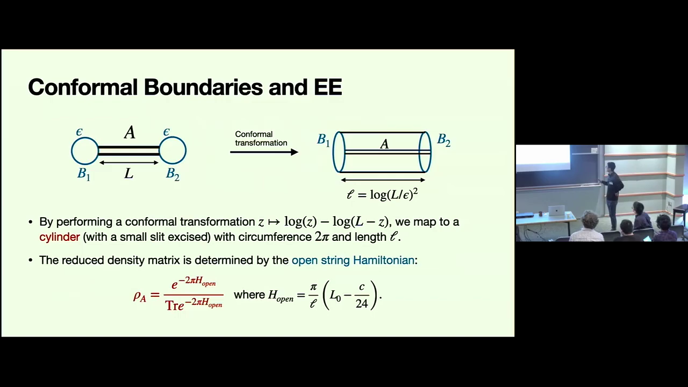So in the picture on the right-hand side, the path integral corresponds to the time evolution of the CFT defined on an interval. In other words, the reduced density matrix rho A for our interval, up to normalization, is basically given by the exponential of the Hamiltonian along this interval direction. I'm going to refer to this interval Hamiltonian as the open string Hamiltonian.